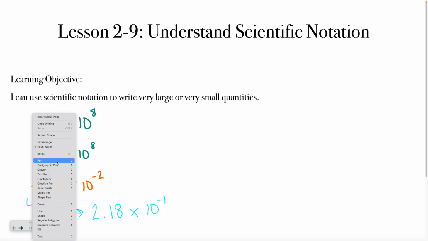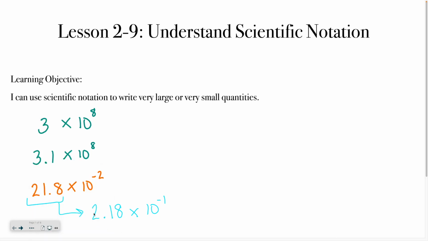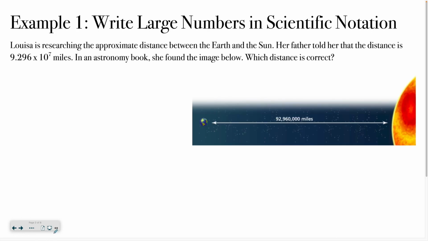But in order to be scientific notation, it has to be a number that's greater than or equal to 1, but less than 10. Okay, so greater than or equal to 1, but less than 10. So let's start with example 1, writing large numbers in scientific notation.